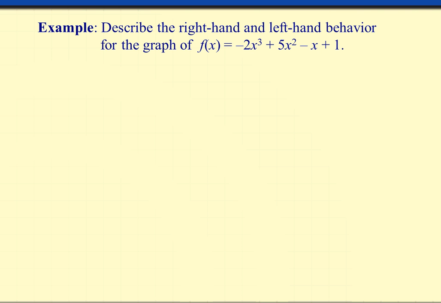So here we've got a polynomial, and we want to know the right hand and left hand behavior. That is, is the graph going up or down on the right side, up or down on the left side? And the two things that we focus on are the degree, in this case, which is 3, and the leading coefficient, which is -2. Now, we don't really care that the leading coefficient is negative, and we don't really care that the degree is 3. Here's what we care about. The degree is odd, so that means the ends point opposite directions. And the leading coefficient is negative, and so that tells us how they point.